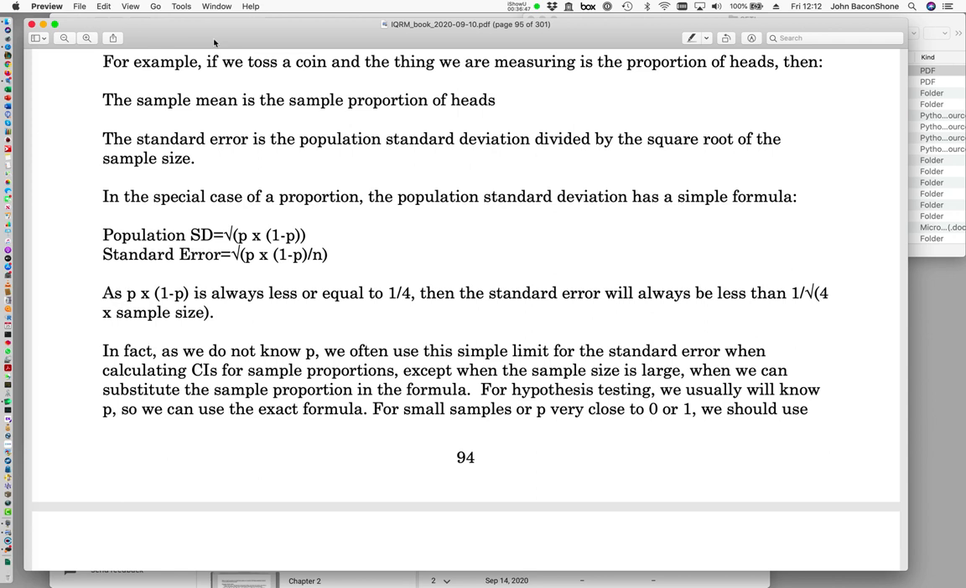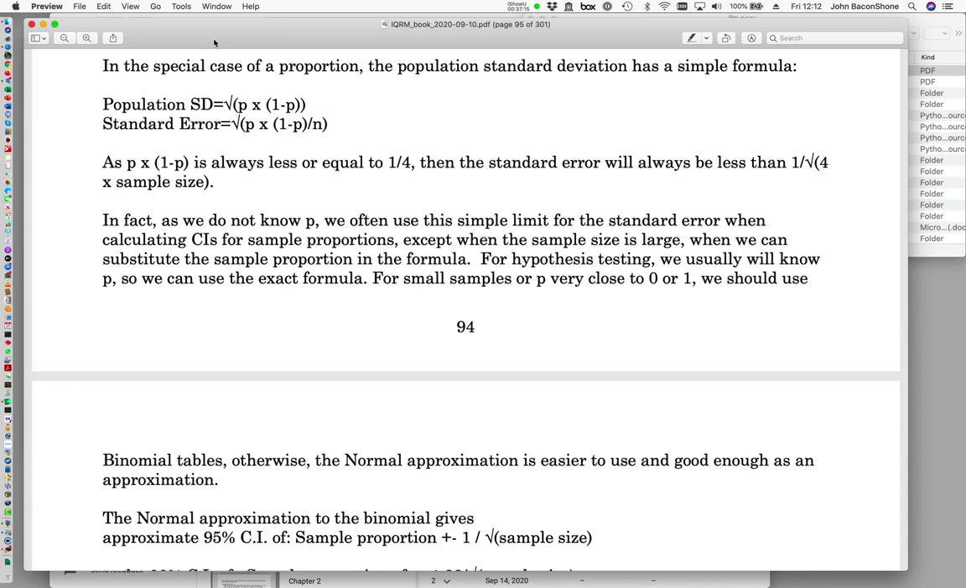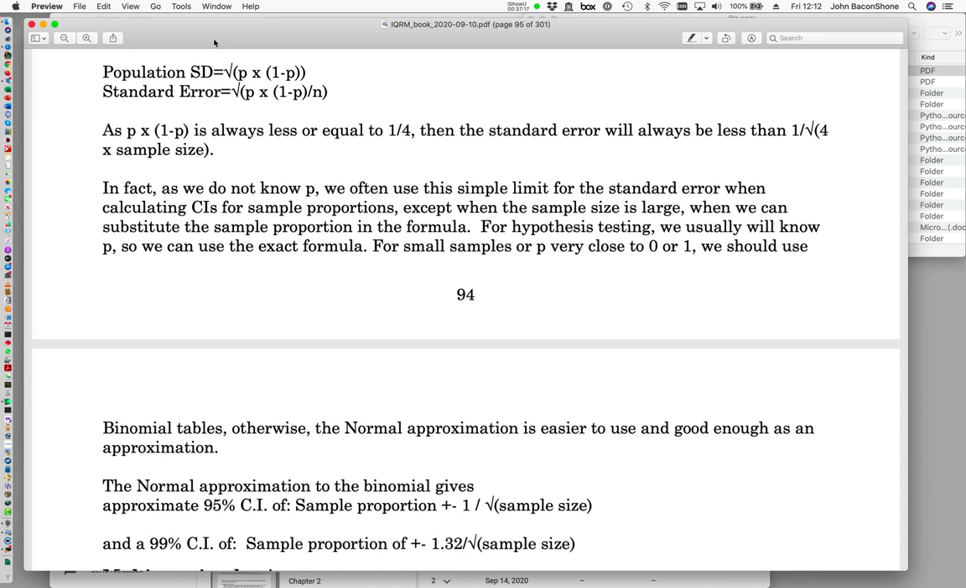If we only have small samples, then we can go back and use the binomial distribution that we talked about in the previous chapter. Because this is all based on a binomial distribution if we're dealing with proportions. But that makes it much more complicated. So as long as the sample size is not too small, we often use the normal approximation because it's easy to use and it's good enough in practice.